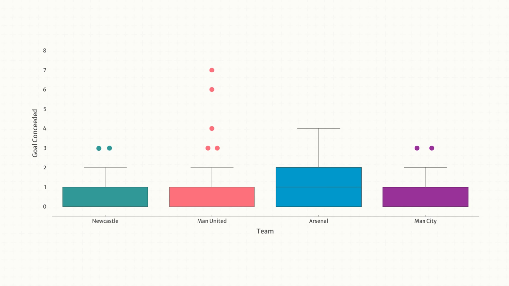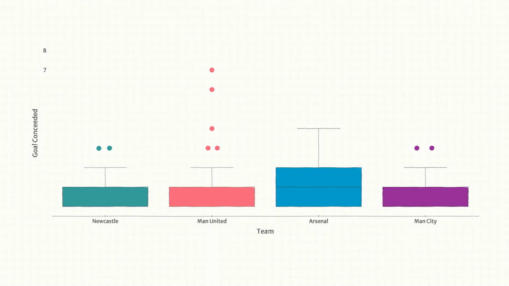Now let's turn our attention to Arsenal, the Gooners. Their box plot tells us a different tale. The interquartile range for Arsenal is noticeably wider than that of the other teams, indicating a greater spread in the goals conceded. It seems Arsenal's defensive performance fluctuates more significantly throughout the season compared to their counterparts. The box plot paints a vivid picture of the variation within Arsenal's defensive prowess.